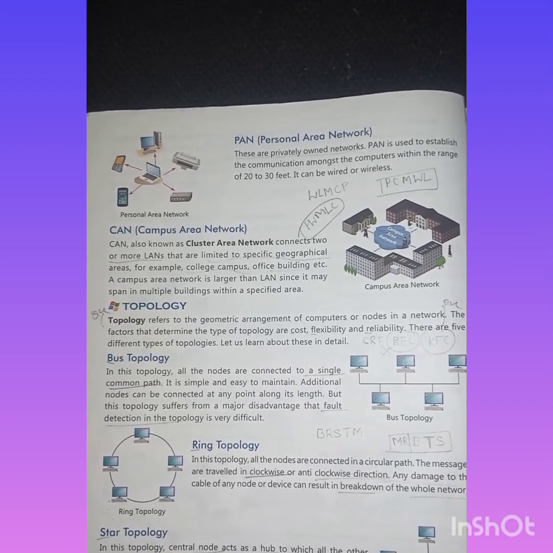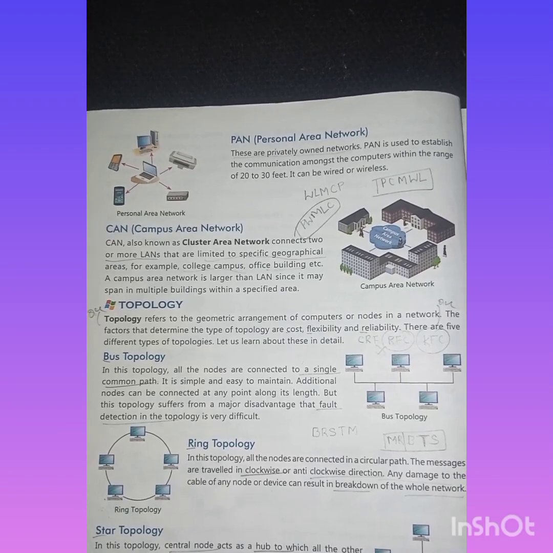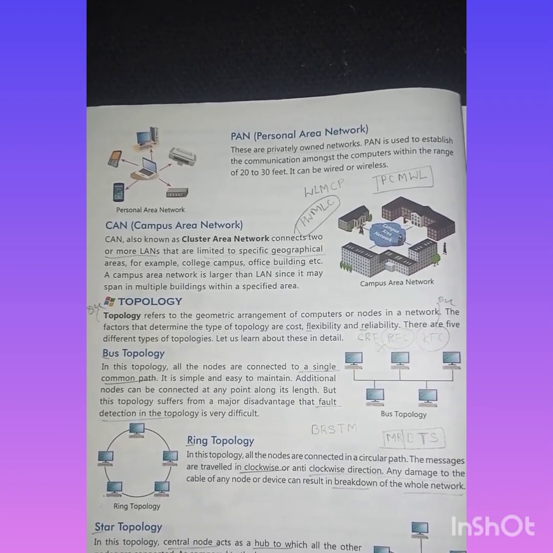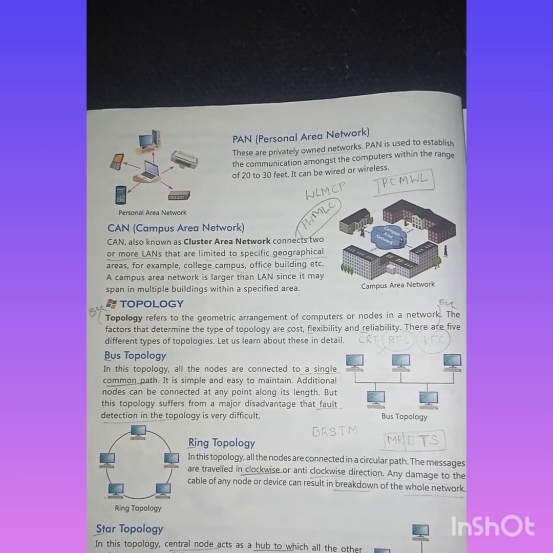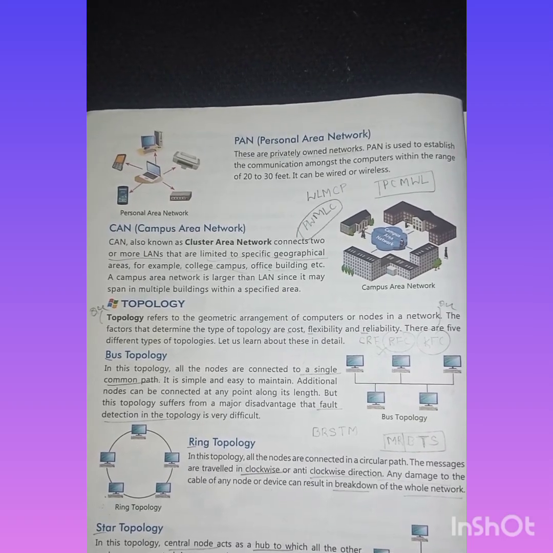Make a note of this keyword. You can remember easily. That is PWMLC. PWMLC is a keyword for recalling these types of computer network. P for PAN, W for WAN, M for MAN, L for LAN, C for CAN, that is campus area network.